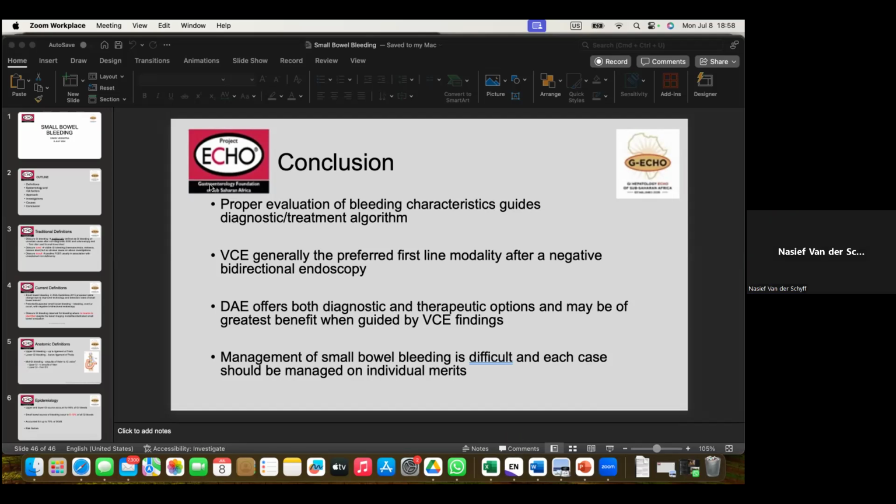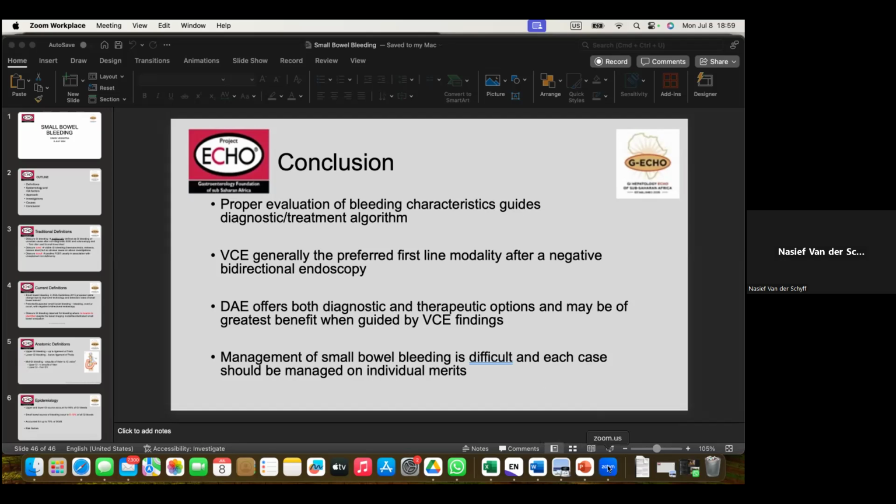Good evening, and thanks, Simon, for that wonderful presentation, and Shiraaz for these insights. My question goes around repeating the capsule in the context of obscure as well as overt small bowel bleeding. So we've done the basics as outlined. We've done the capsule. Capsule's normal. Patient's hemodynamically stable. We've had a few cases where on the second or third capsule, we've now made the diagnosis. Any thoughts or comments on that?